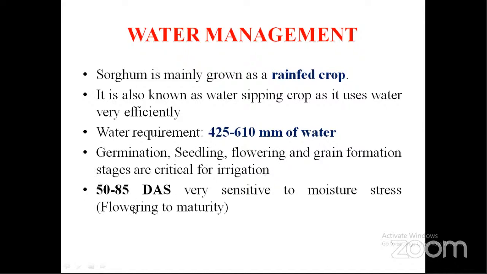especially 50 to 85 days after sowing. That means flowering to maturity, that stage is very sensitive to moisture stress. We should avoid moisture stress at that growth stage.